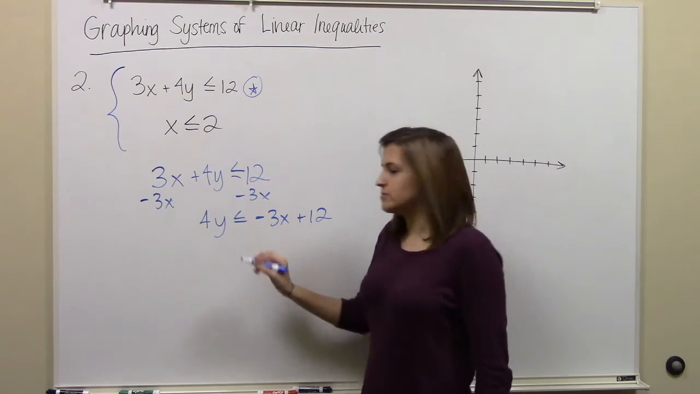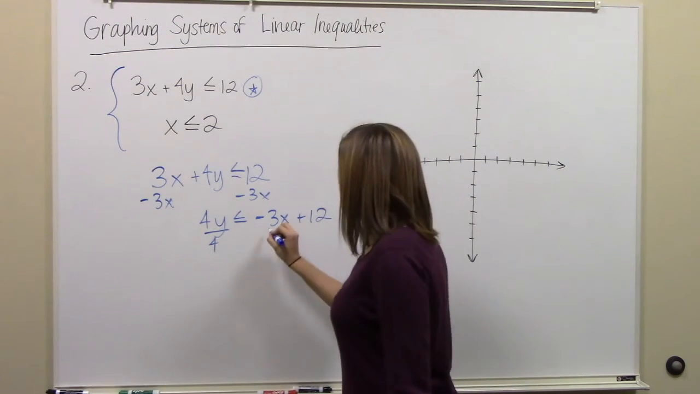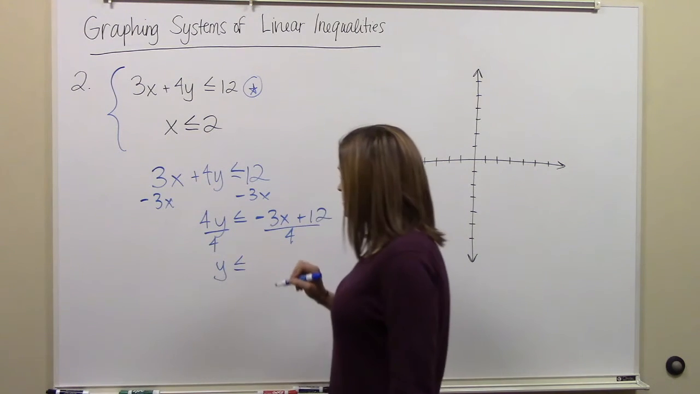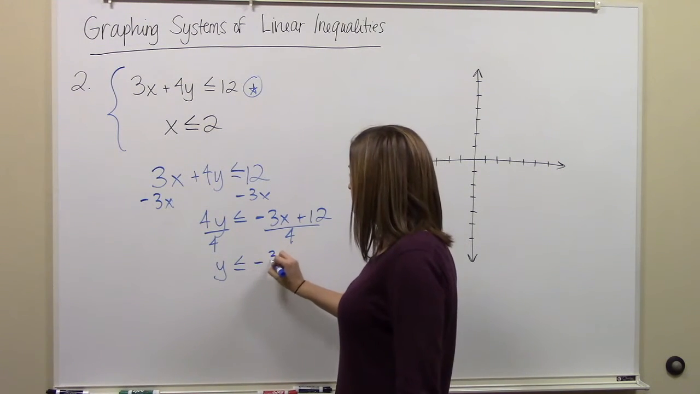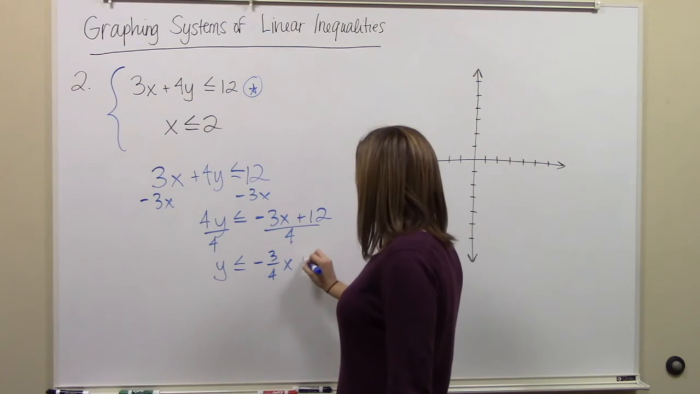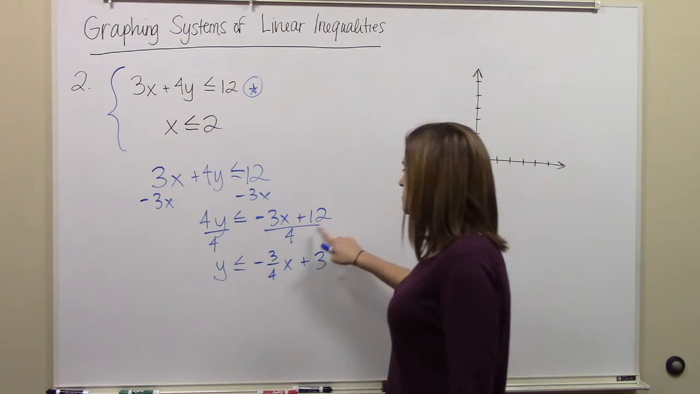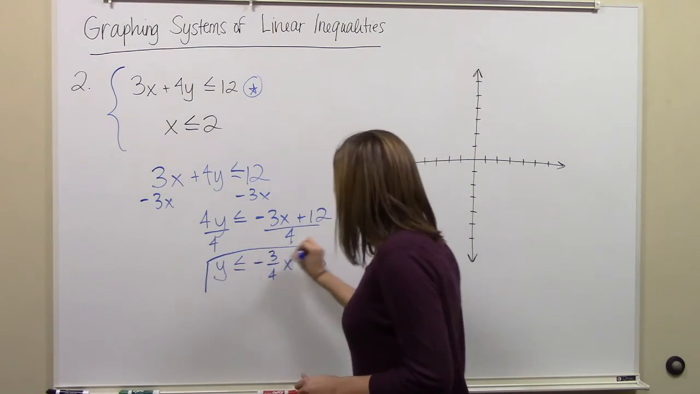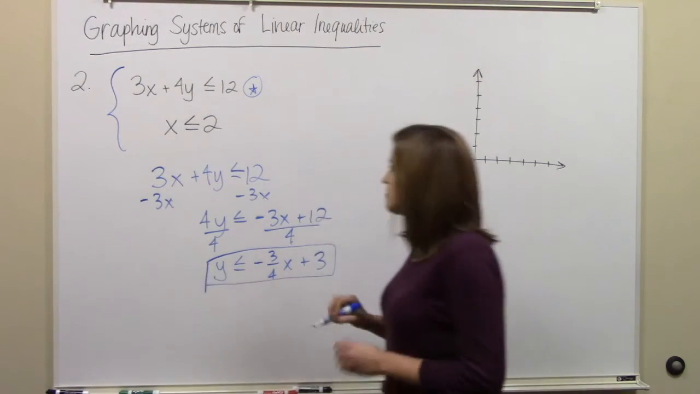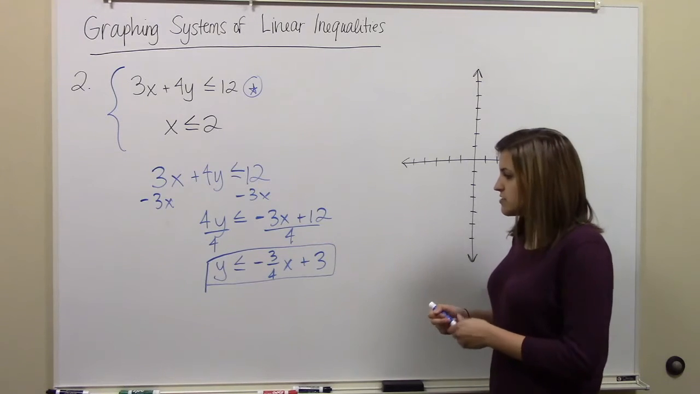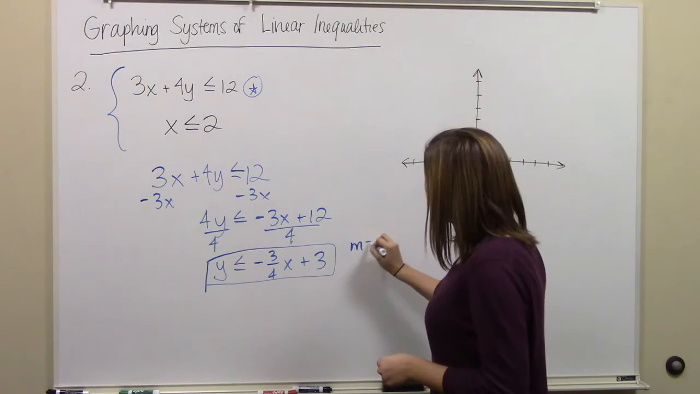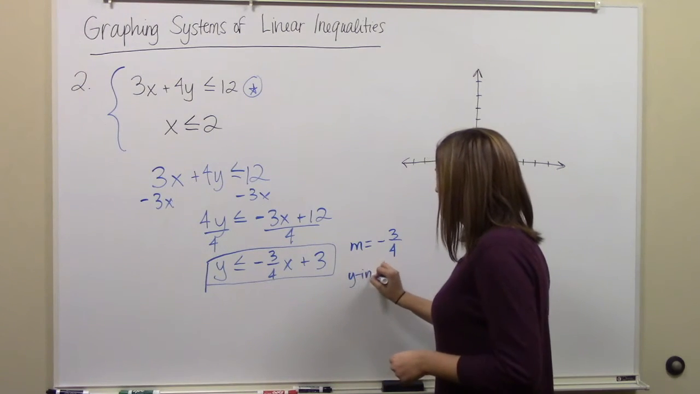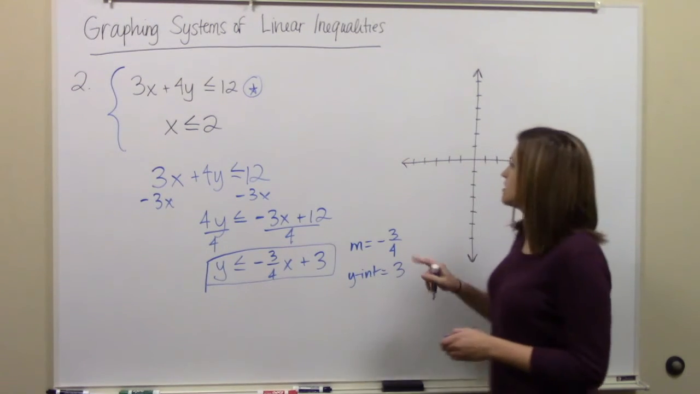Then, to get y alone, I'm going to have to divide everything by 4. And I'm going to find that this is y is less than or equal to negative 3 over 4x plus 3. Because 12 divided by 4 is 3. All right, so now I have an inequality in slope-intercept form. So I can graph that. So I have my slope, which is negative 3/4, and I have my y-intercept, which is 3. So I can find those on my graph.